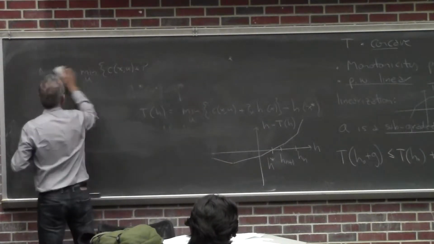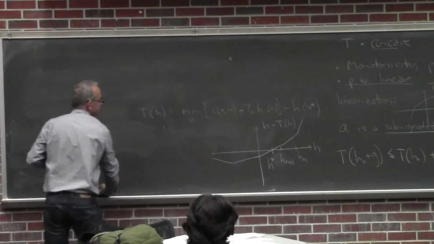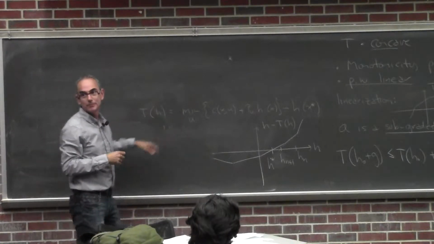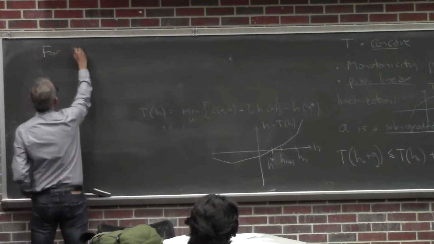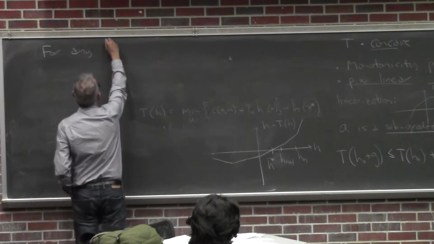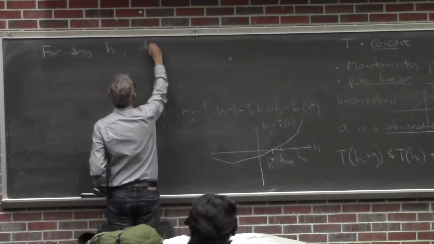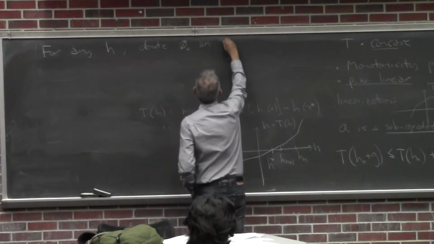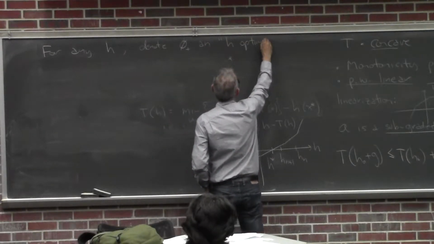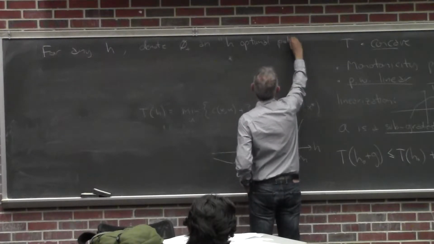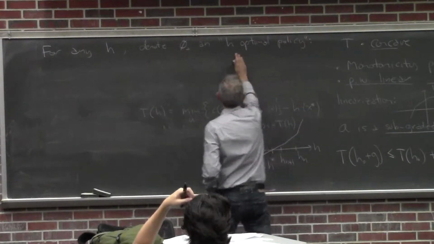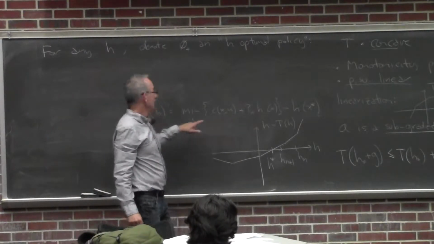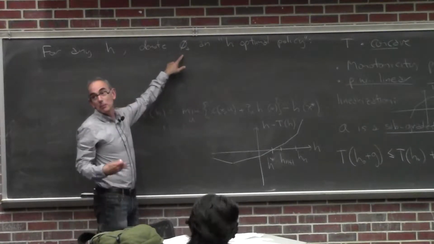That for any h, there's a policy, which is defined by the argmin. So I just go through and I'm going to let phi plus be a policy, which is a minimizer.